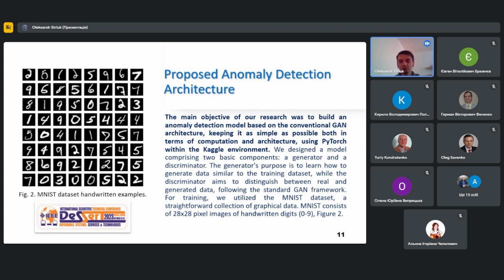For training, we utilized the MNIST dataset, a straightforward collection of graphical data. MNIST consists of 28 by 28 pixel images of handwritten digits from 0 to 9, and the sample of the dataset can be seen on figure 2.